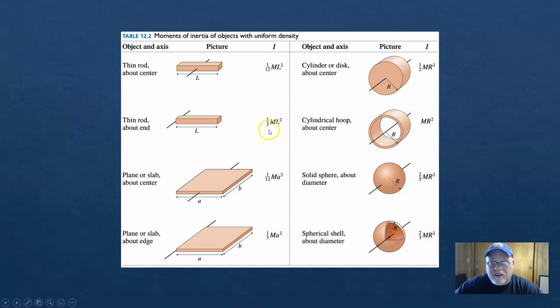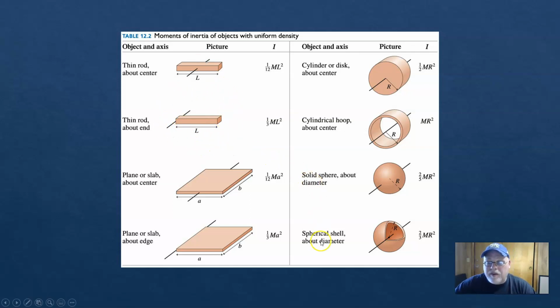So this actually has a larger moment of inertia, but that makes sense. Because by moving the axis from here out to the end, what we've done is we've pushed more mass further away from the axis of rotation. So we've got more mass that's now going to have larger distances from the axis, and so we get a larger moment of inertia, okay? So that's how this table works.